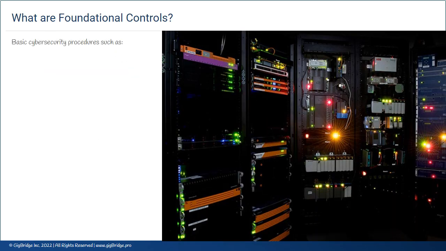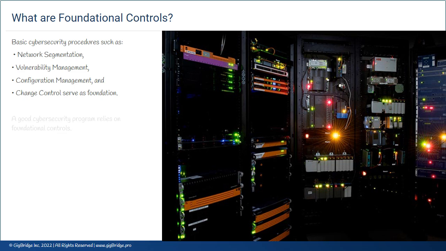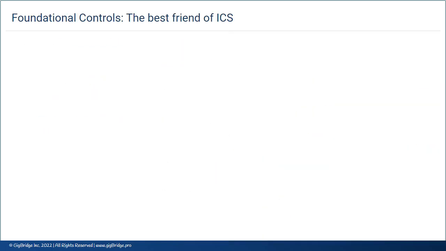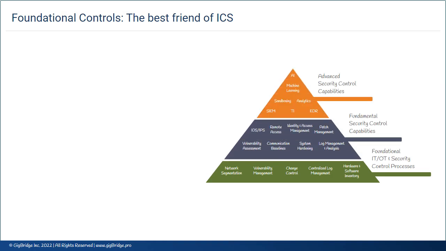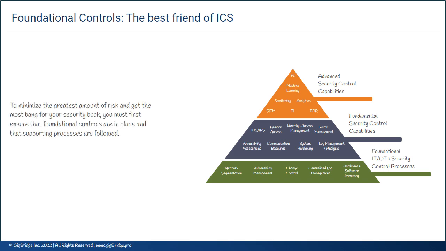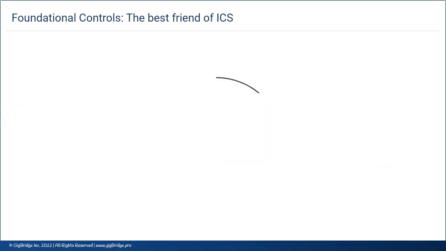The basic cybersecurity procedures, such as network segmentation, vulnerability management, configuration management, and change control that serve as the foundation of a successful cybersecurity program are known as foundational controls. After you've got the fundamental security controls in place, you may go on to the more complex security controls. To minimize the greatest amount of risk and get the most bang for your security buck, you must first ensure that foundational controls are in place and that supporting processes are followed.